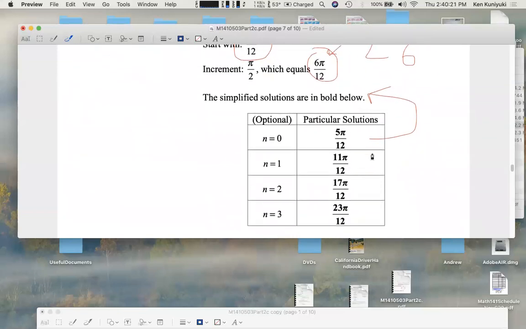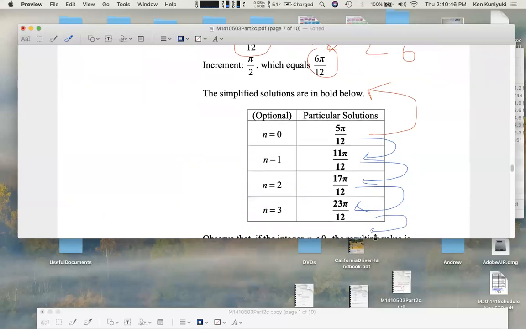All right, well, here they are. And they're simplified as we go along. 5 pi over 12 plus 6 pi over 12 is 11 pi over 12, simplified. 11 pi over 12 plus 6 pi over 12 is 17 pi over 12, that's simplified. And 17 pi over 12 plus 6 pi over 12 is 23 pi over 12, simplified. We get our 4 solutions from group 2. This last one is very, very close to 2 pi. If you try to add again 6 pi over 12, you're going to go over. So once again, we only have 4 solutions in group 2.